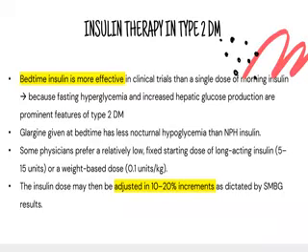Bedtime insulin is more effective in clinical trials than a single dose of morning insulin, because fasting hyperglycemia and increased hepatic glucose production are prominent features of type 2. Glargine given at bedtime has less nocturnal hyperglycemia than NPH. Some physicians prefer a relatively low fixed starting dose of long-acting insulin, that is 5 to 15 units, or a weight-based dose of 0.1 units per kilogram. The insulin dose may then be adjusted in 10 to 20% increments as dictated by self-monitoring of blood glucose results.